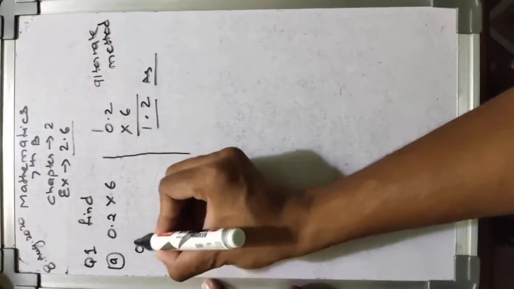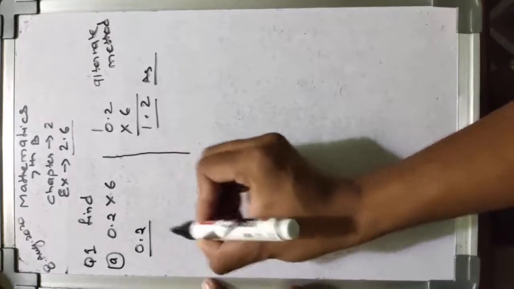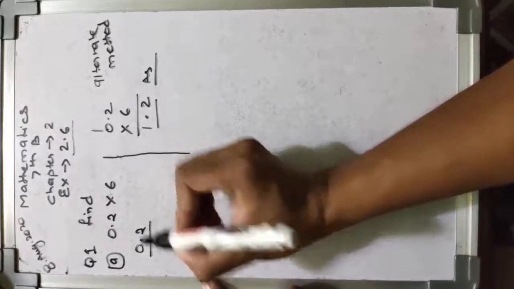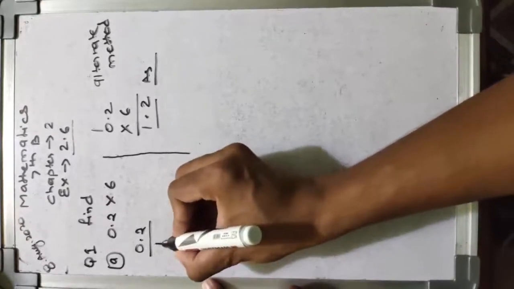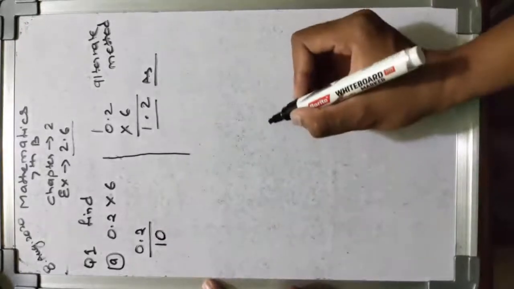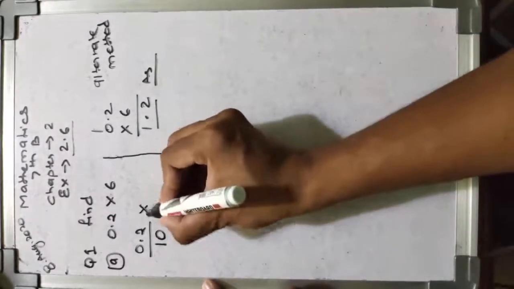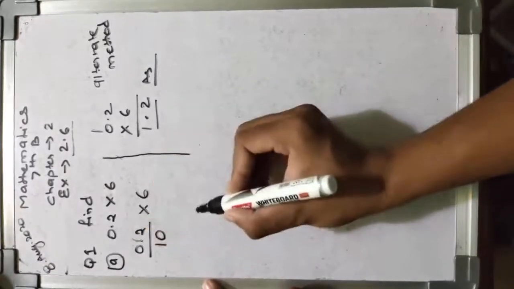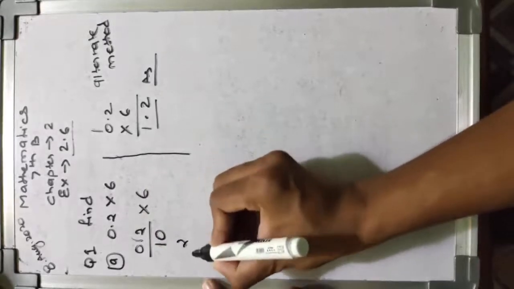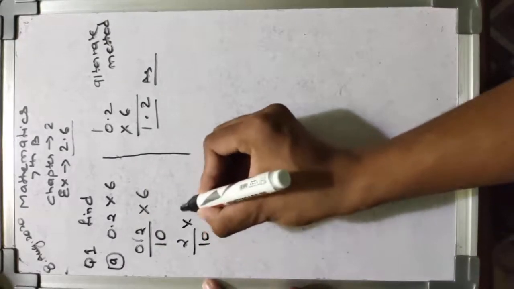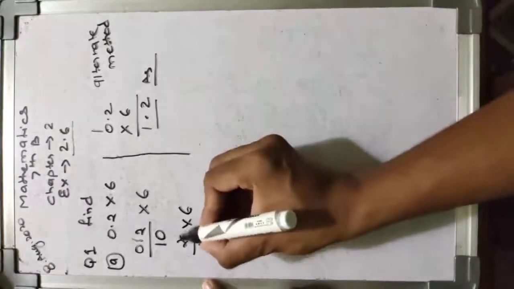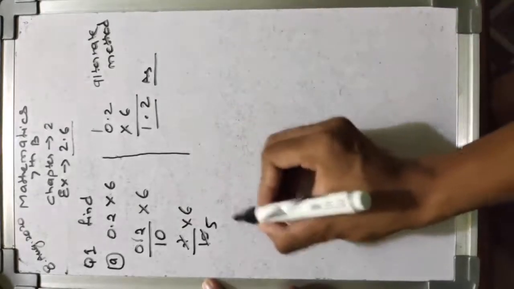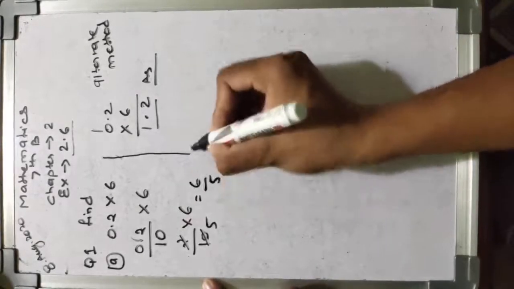You have to convert this 0.2 into a natural number. After the decimal, how many digits are there? Only one. So I will divide this 0.2 by 10, and 6 as it is. After I divide it by 10, the decimal will get removed, so it will become 2 upon 10 multiplied by 6. Now you can cancel: 2 5s are 10. So it will become 6 upon 5.